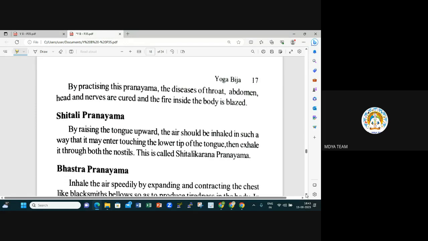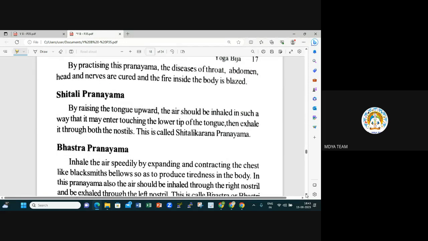Then third thing is Sitli pranayam. By raising the tongue upward, the air should be inhaled in such a way, okay, that it may enter touching the lower tip of the tongue. Then exhale it through both the nostrils. This is called Sitli Karan pranayam. It is a highlighted thing. Try to note out. Sitli pranayam is also named here. Sitli Kari pranayam.